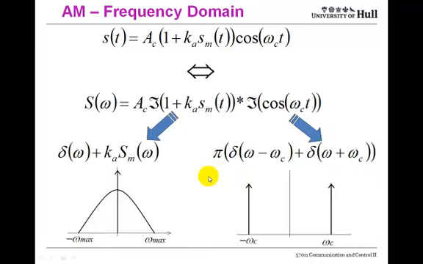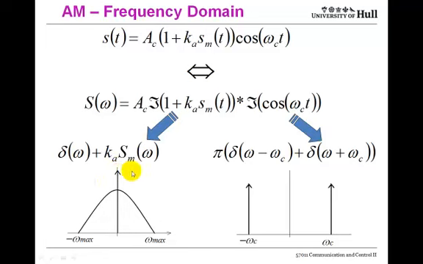Next, we need to convolve this thing, which is the information part, with this thing, which is the carrier part. This is relatively easy. You remember that if you convolve anything with a delta function, then you just get a copy of the anything centered on that delta function. So we have two delta functions, one at the positive carrier frequency and one at the negative carrier frequency.